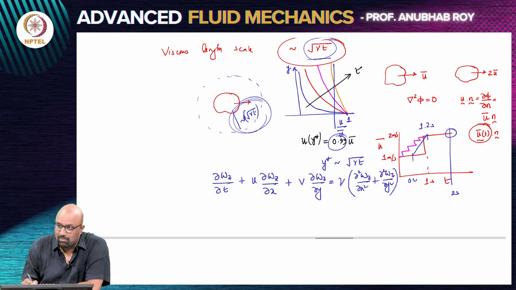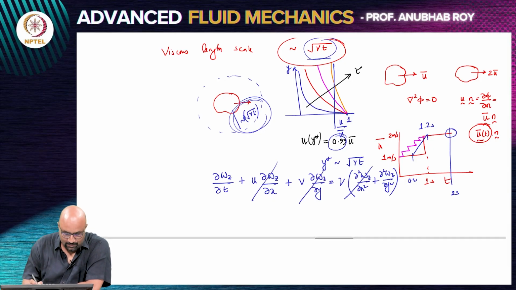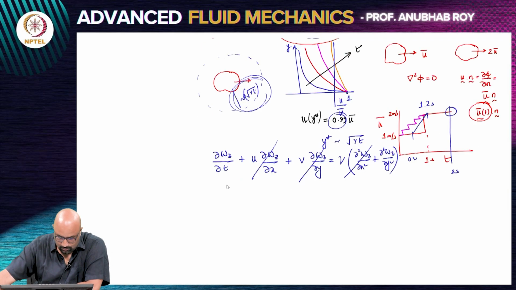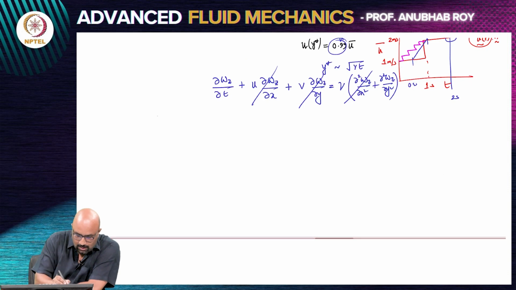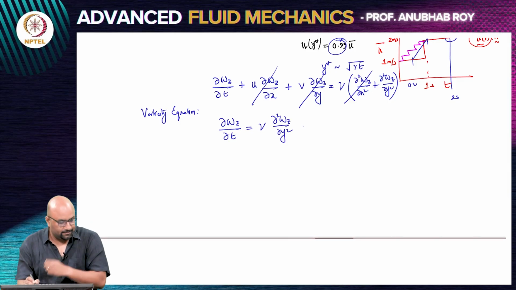Now we are looking at a problem that is two-dimensional and rectilinear. So there is only one velocity component u and that doesn't vary along x. So all these terms I can drop, and what I am left with is a vorticity equation, that is ∂ω_z/∂t is equal to ν ∂²ω_z/∂y².